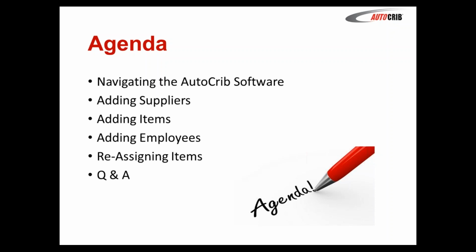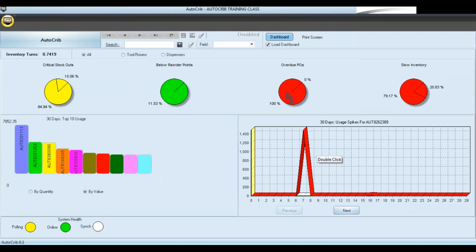So let's begin with the AutoCrib software navigation. When you first log into AutoCrib, you will see your dashboard. The dashboard offers a quick glance at the high usage items within the last 30 days, here on the bottom left. You can also glance at items that have spiked in usage within the last 30 days, here on the right-hand side. You can take a look at any critical stockouts, the number of items below reorder point, overdue purchase orders, as well as slow inventory.